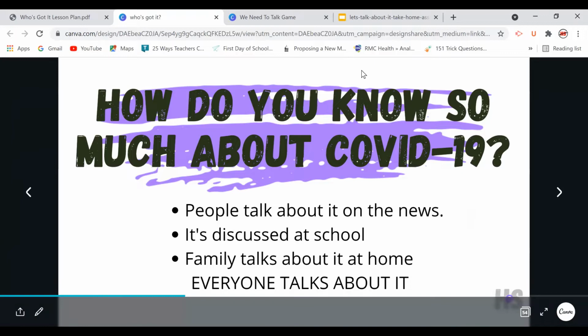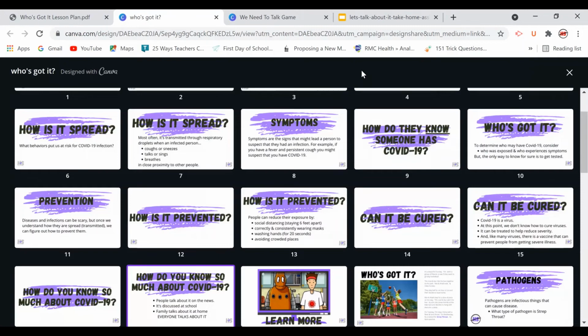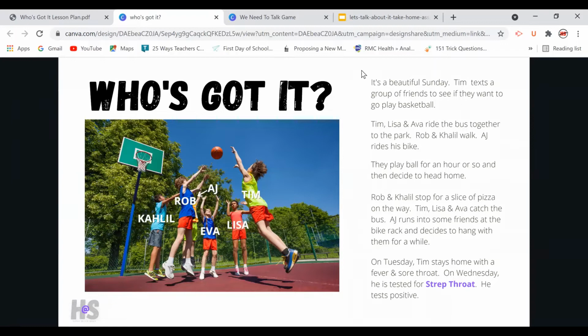So at this point, you can choose to move on to that section about sexually transmitted diseases, or you can go through that whole process again, but this time looking at a bacterial infection in the form of strep throat. Again, it's created to have a question and answer session with your students where they're talking more than you are.